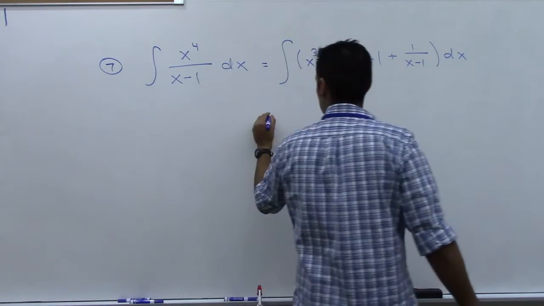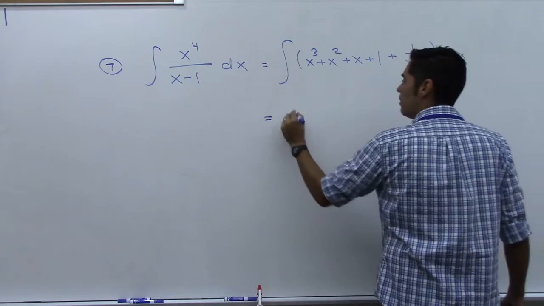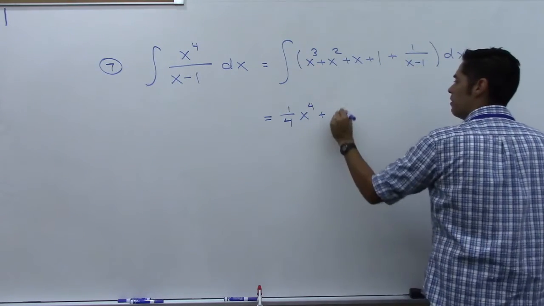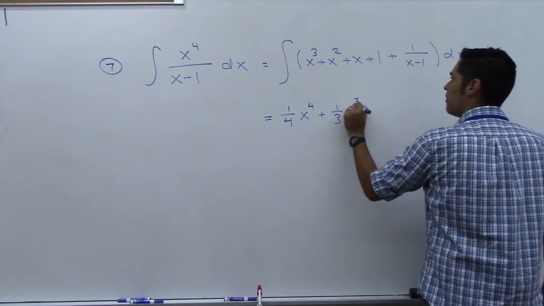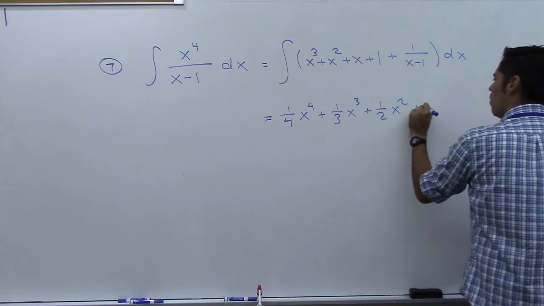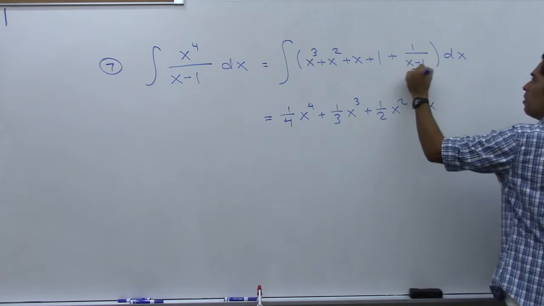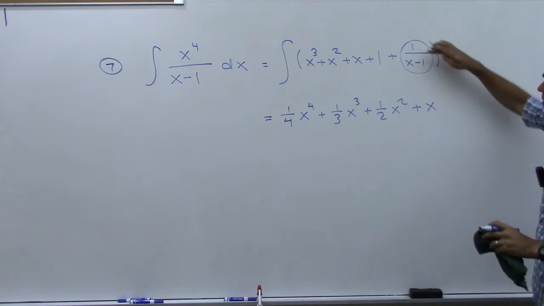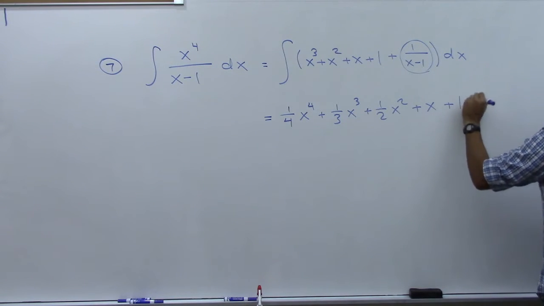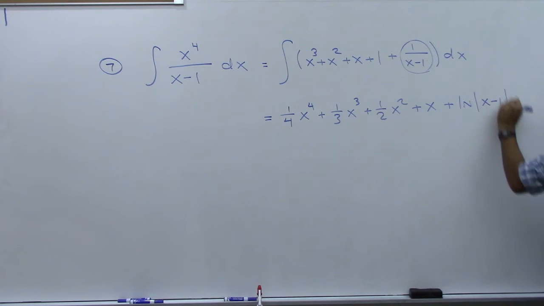So we can just apply the power rule. The antiderivative of x cubed is 1/4 x to the fourth, plus the antiderivative of x squared, 1/3 x cubed. Antiderivative of x, 1/2 x squared. Antiderivative of 1 is x. And then this one, notice that we have a constant over a linear expression, and we talked about this in class. That's going to be natural log of x minus 1. And that's your antiderivative.